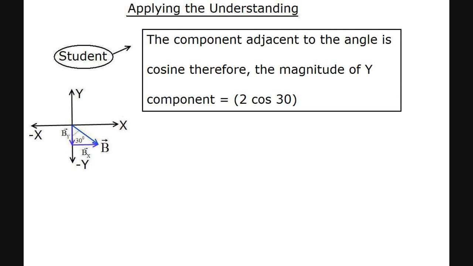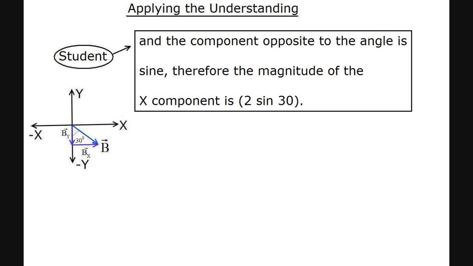The component adjacent to the angle is cosine. Therefore, the magnitude of the y component is equal to 2 cos 30. And the component opposite to the angle is sine. Therefore, the magnitude of the x component is 2 sin 30.